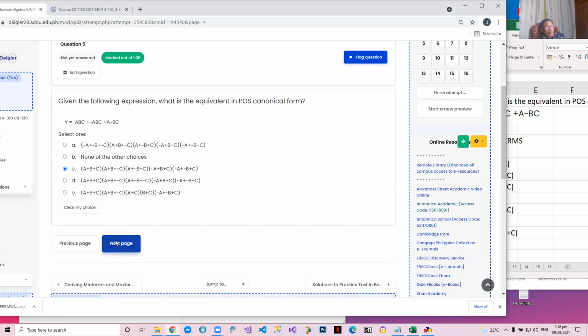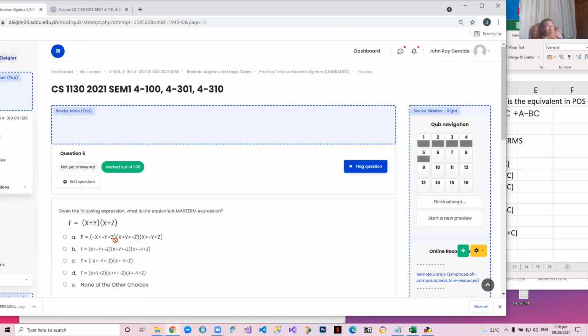But take note, no? We didn't have to use Karnaugh logic all the time. Let me recheck the attendance, no? Before we proceed to the next, which is question number 6.